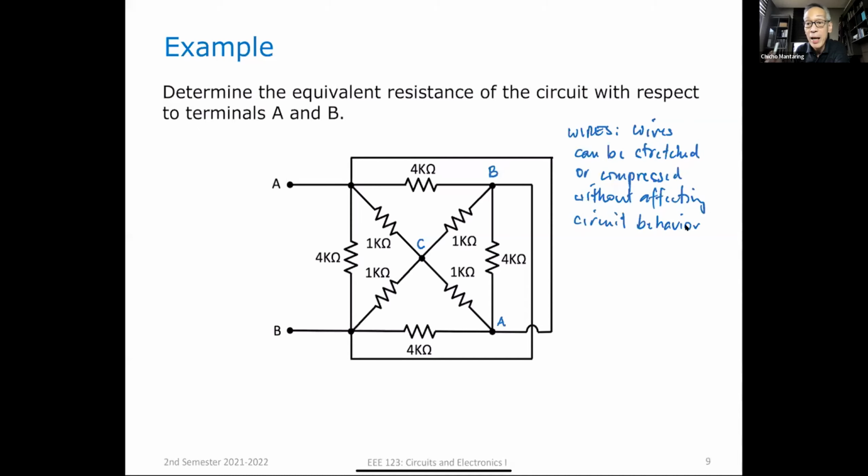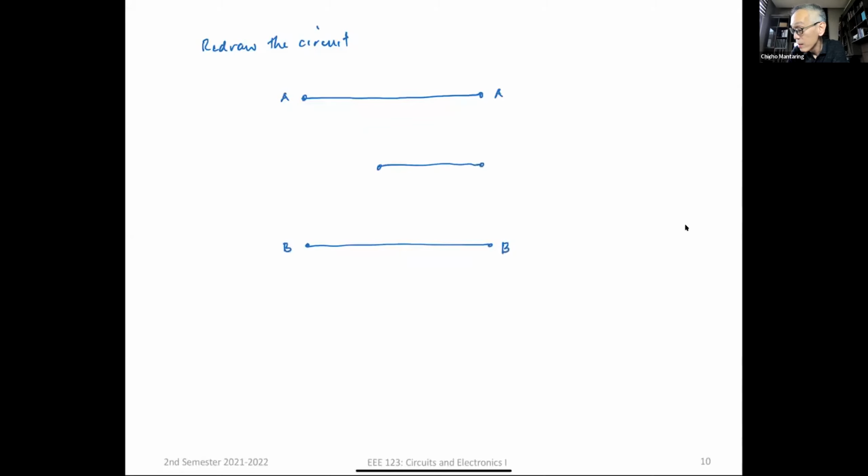Okay, now what can I do so that I can understand the circuit better? I can redraw it, no? So let me redraw the circuit. Okay, so let me call this point A. So that's actually a wire, which is a single node. Let me call this B. So this is A, this is B. And then let's say I have C here. No? The reason why I make it smaller, you'll see in a while.